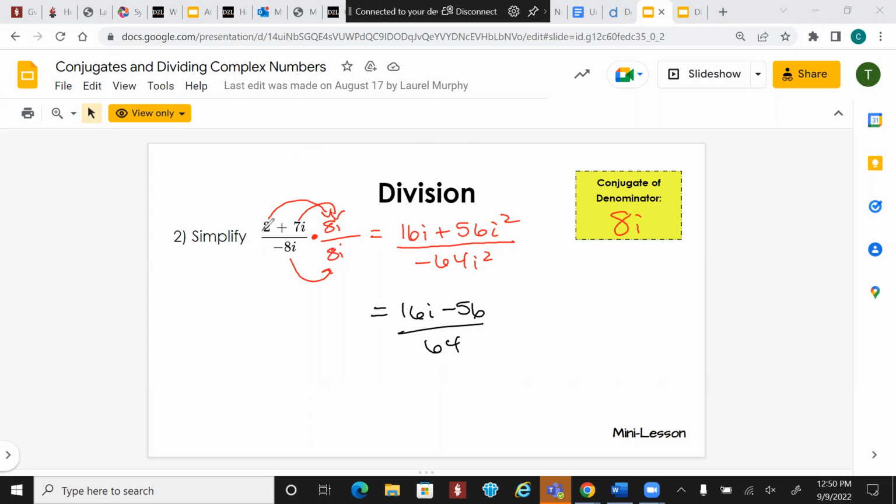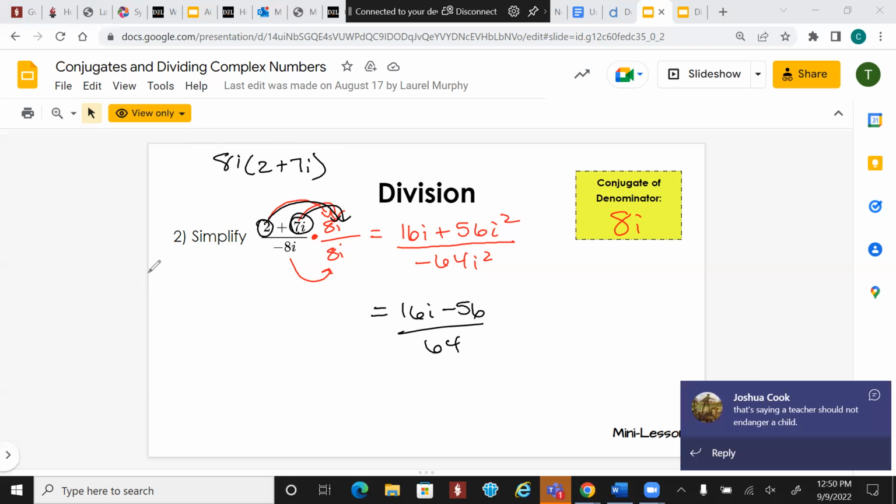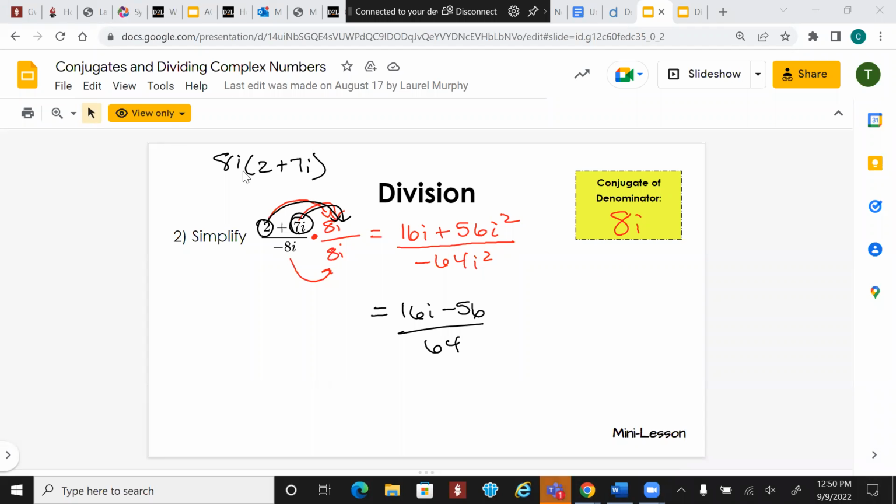Why did I distribute? Okay, so everything that I have right here is going to multiply by anything that's over here. I'm going to take this and multiply it by this. It's the same thing as saying 8i times 2 plus 7i. You would distribute, right? But why don't we just multiply across, 2 times 7i times 8i? Because these are being added together. You don't want to multiply these two. What's the operation that's in between? You see what I'm saying? Okay.